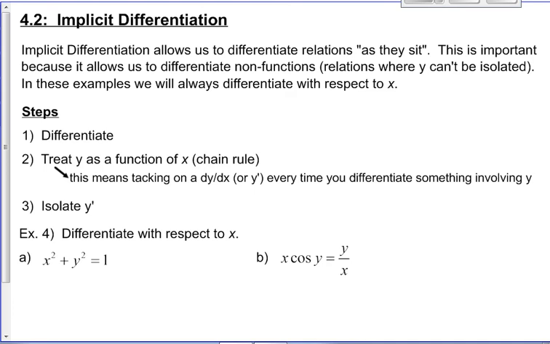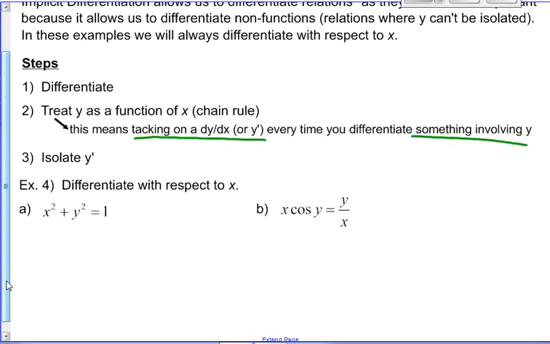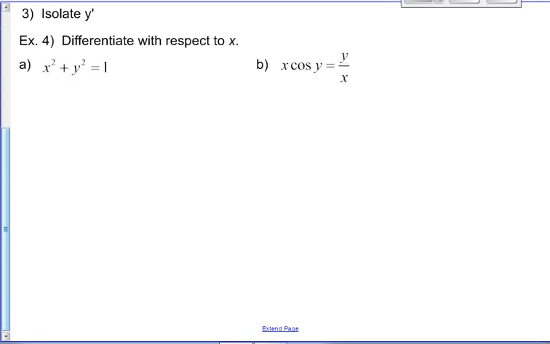And here are the steps. Number 1, we'll differentiate. Number 2, we'll treat y as a function of x, which means the chain rule. What that means when you actually do this is that every time you differentiate something involving y, you tack on a dy by dx. Well, we're going to be lazy and use y prime, just so that we don't have too many fractions flying around. But really, if we want to be super duper clear, dy by dx would be ideal. And finally, we'll have to isolate y prime. So let's try a couple of these.